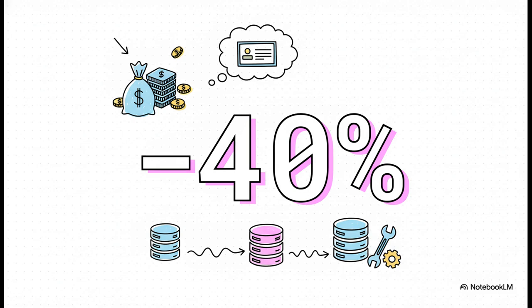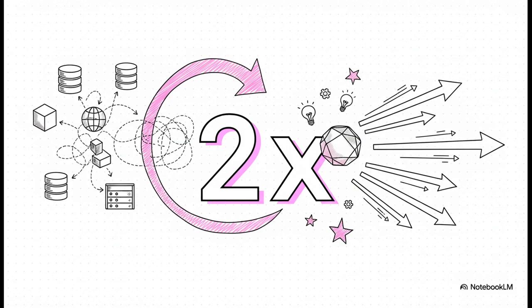That's huge. Now let's talk about speed. Because it's not just about saving money, it's about making it faster. When your developers don't have to learn and integrate 5 different database systems, they can build new apps and features, well, about twice as fast. A unified platform just removes all that friction and lets your team focus on innovating, not integrating.